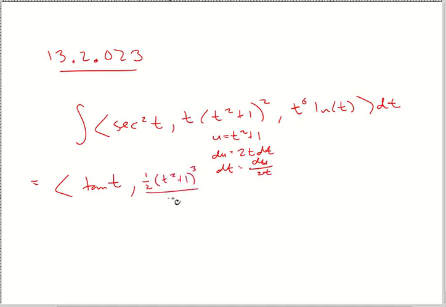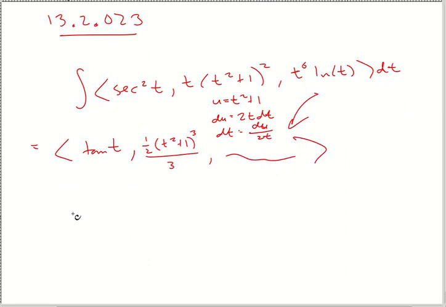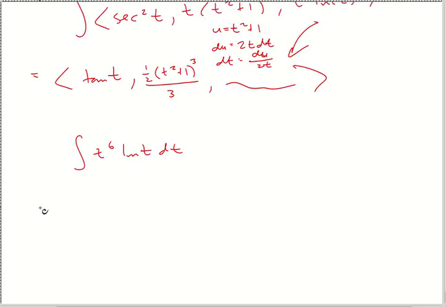And then divide by 3. Okay, and then blah, blah, blah for this guy. I ran out of a little bit of room. Well, this one's not as easy as the other ones. We're going to have to figure that one out. So I'm saying integral of t to the 6 ln t dt. Like, what is that guy? And it's going to be integration by parts.